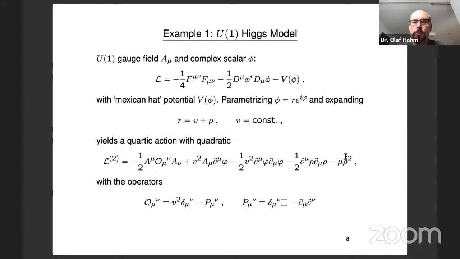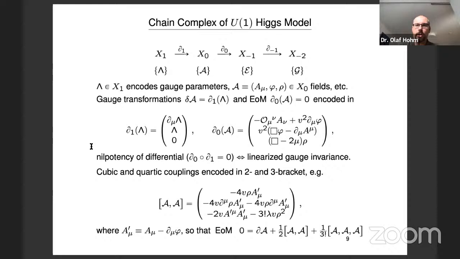Okay, so let's rewrite this theory or reinterpret this as an L infinity algebra. So we start with the chain complex. The general dictionary tells us that you have the space of fields, which is x0. I denote the fields collectively here by calligraphic A. So calligraphic A has three components: the gauge boson A mu, the Goldstone var phi, and the Higgs rho. Now I can, of course, gauge fix this var phi to zero, but I want to keep it for a little while just to make the gauge invariance explicit.